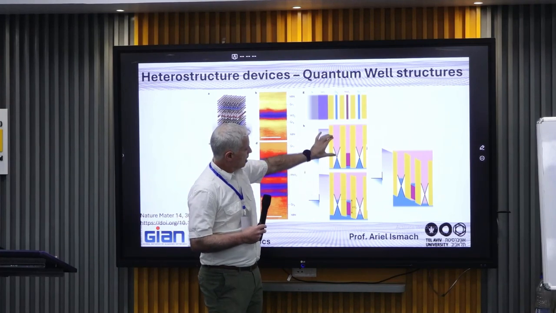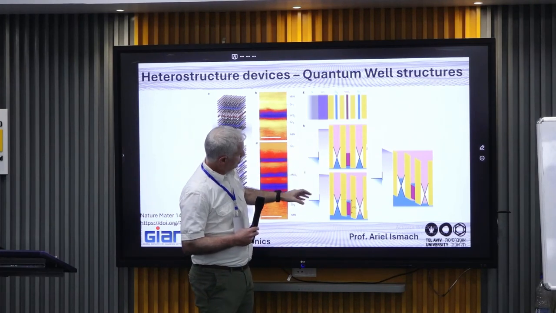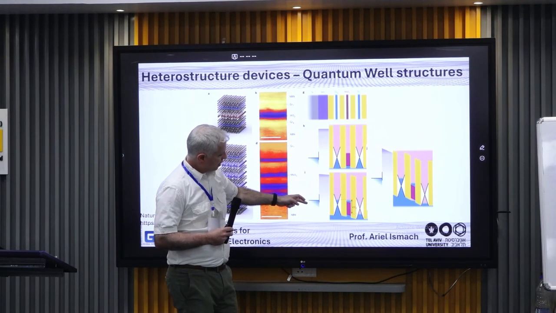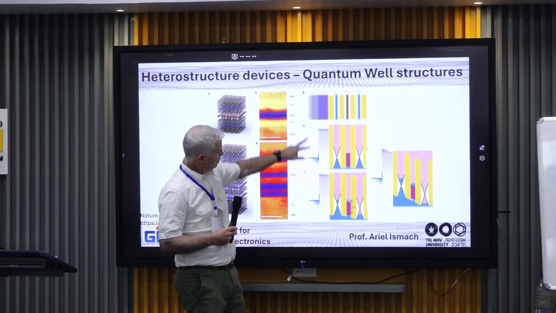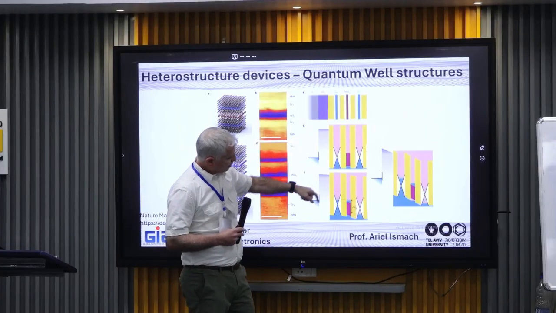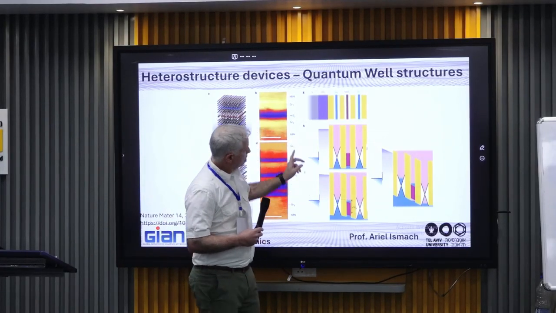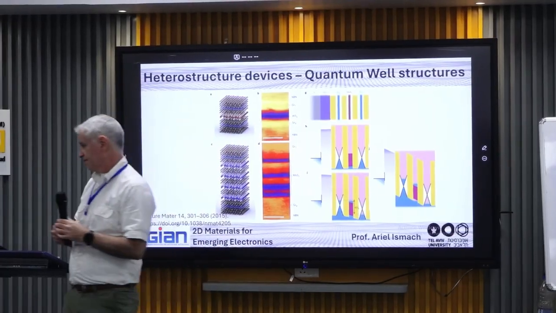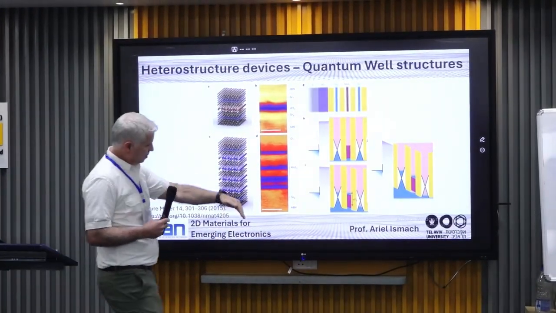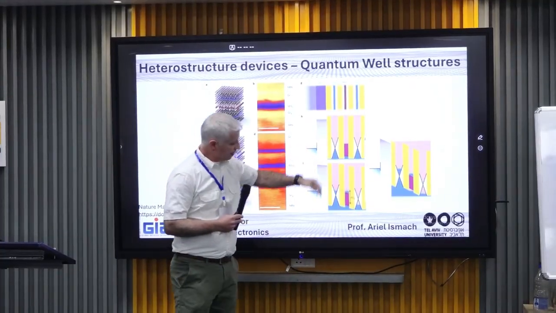And you can see how the bands of the graphene change, and the bands of the TMD, of course, change with increasing the voltage between the terminals. And you will remember the linear dispersion of the graphene.